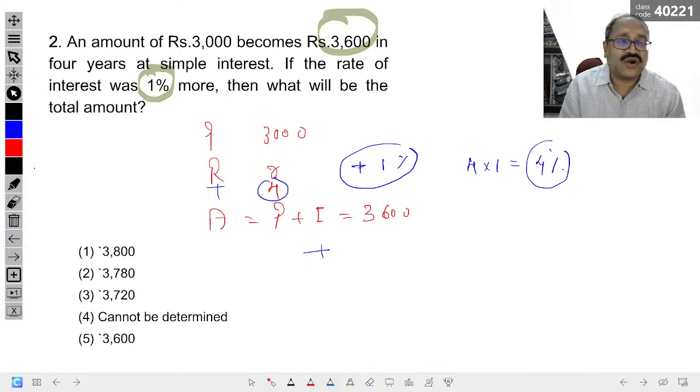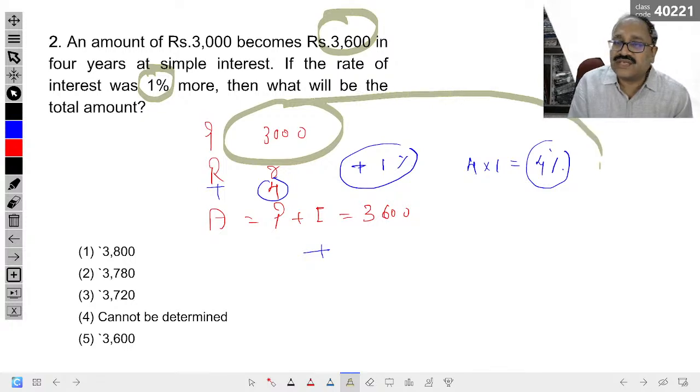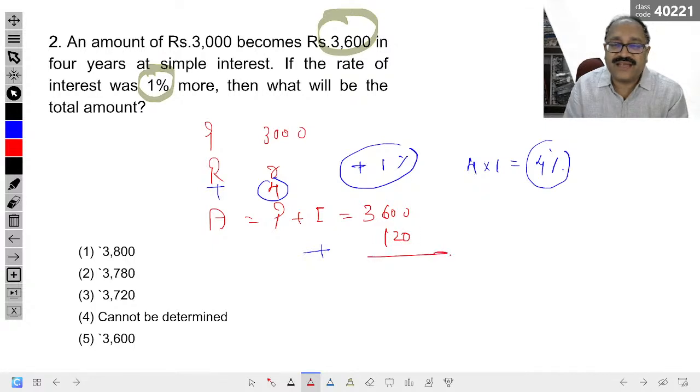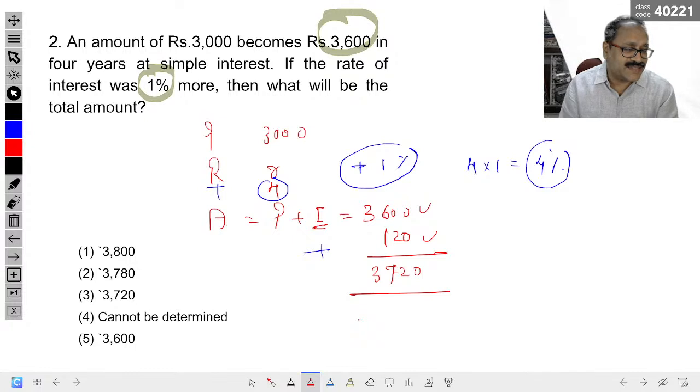If the interest will increase by 4%, your amount will also increase by that money. What is 4% of this 3000 on principal? 3000's 4% is 4 threes are 12, 120. So my interest will also increase by 120. As interest will increase by 120, the amount will also increase by 120. So this is the previous amount plus the additional interest, and it comes to 3720. That should be your answer. That's great, Aman.